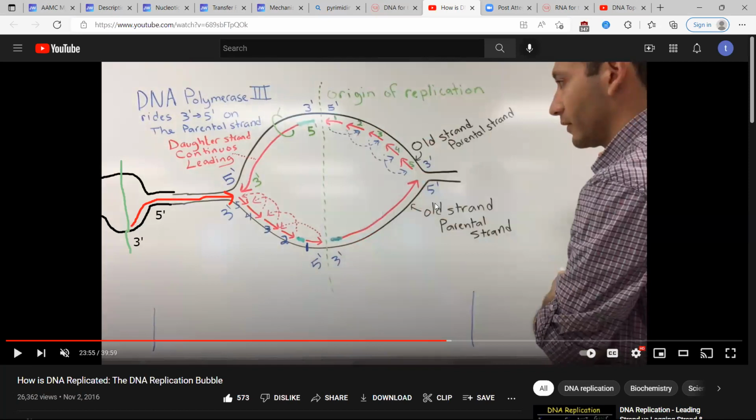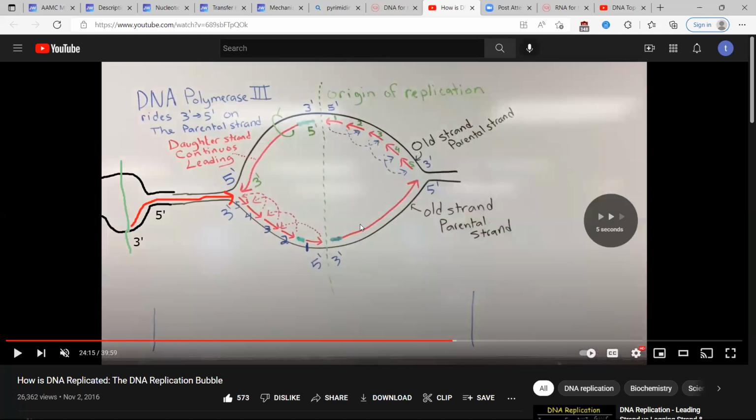Make sense? Good. This is very hard to understand if you don't have a total visual of it. It's very hard to understand through words. You just have to see it.